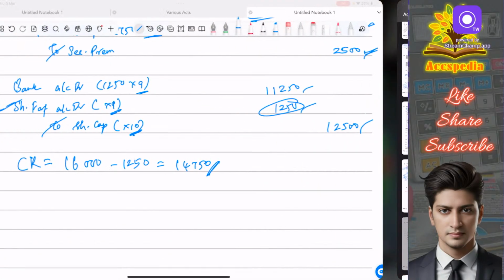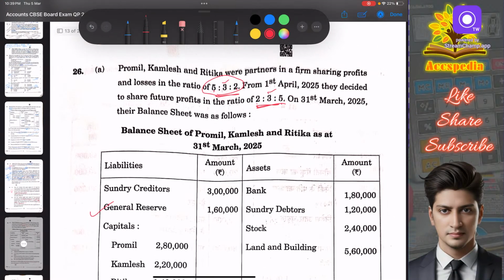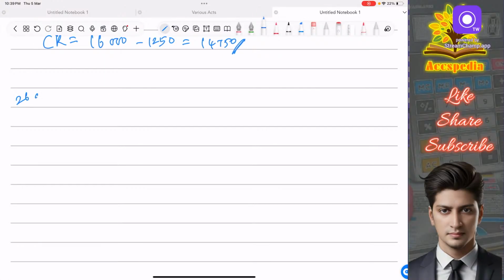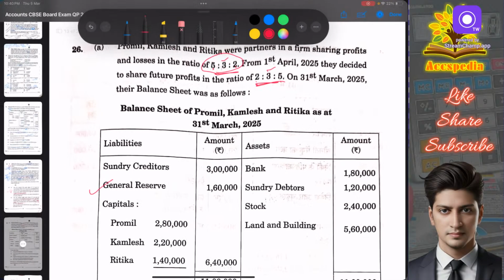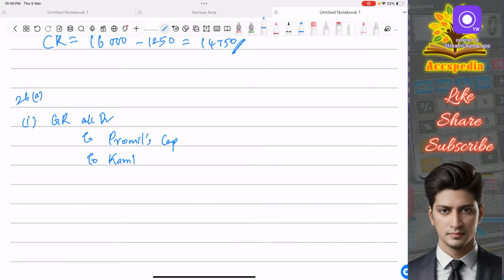So the first journal entry is general reserve account debit, to Promil's capital account, Kamlesh, Ritika, 1,60,000 in the old ratio 5:3:2.